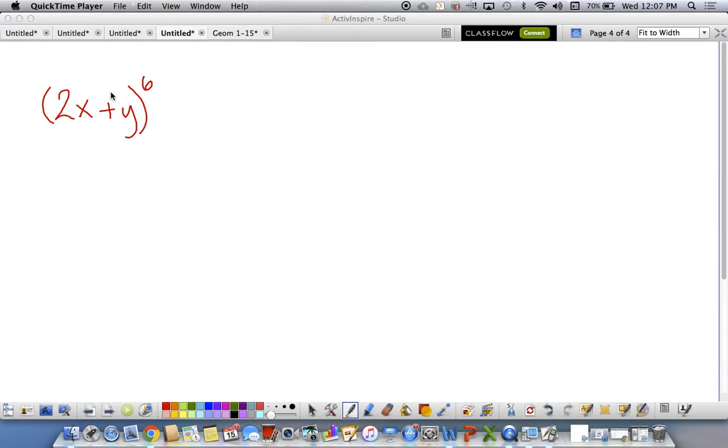So here, I'm going to start with 2x plus y to the 6th. Our triangle, I think, ended the other day at the 5th. Maybe we did a 6th one day. I don't remember. The 5th and then the 10th. Okay. So here we go.